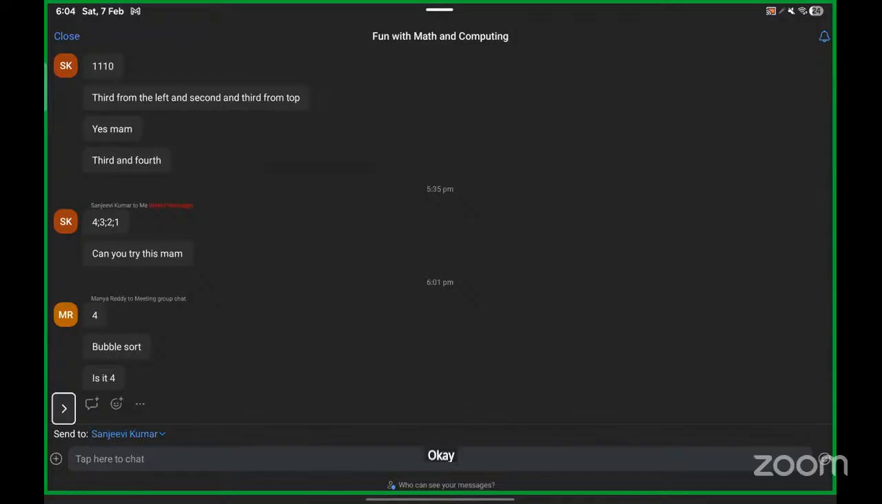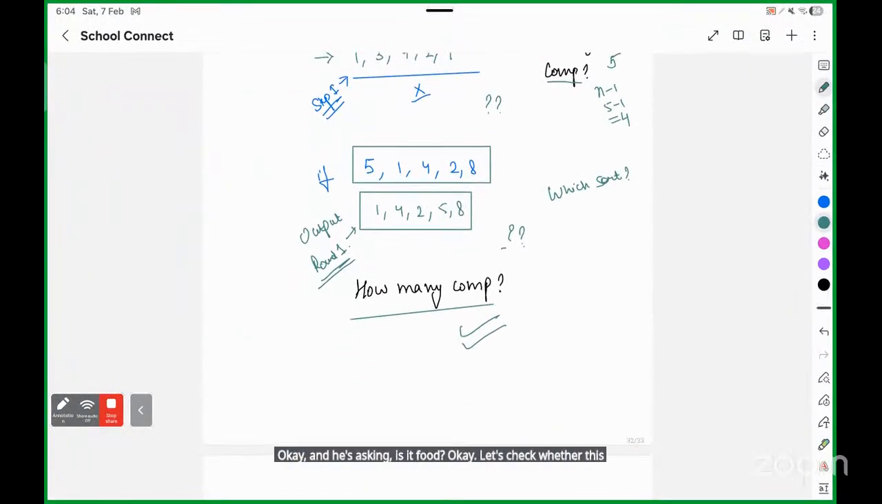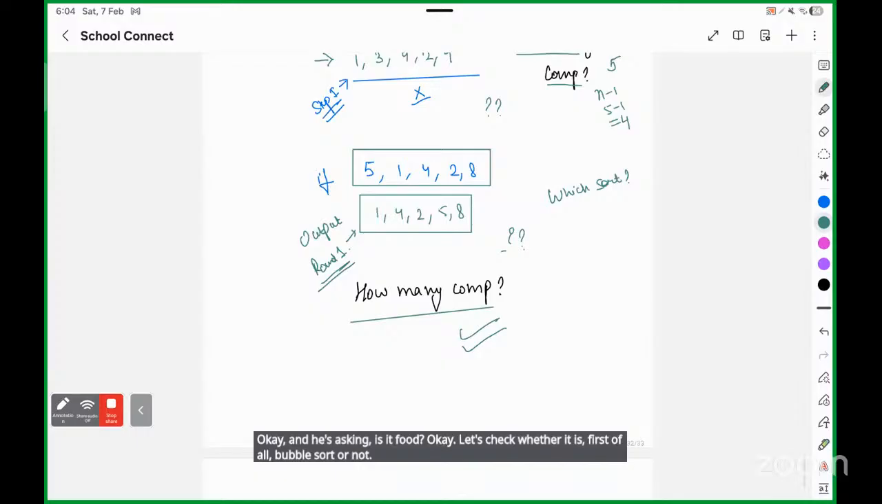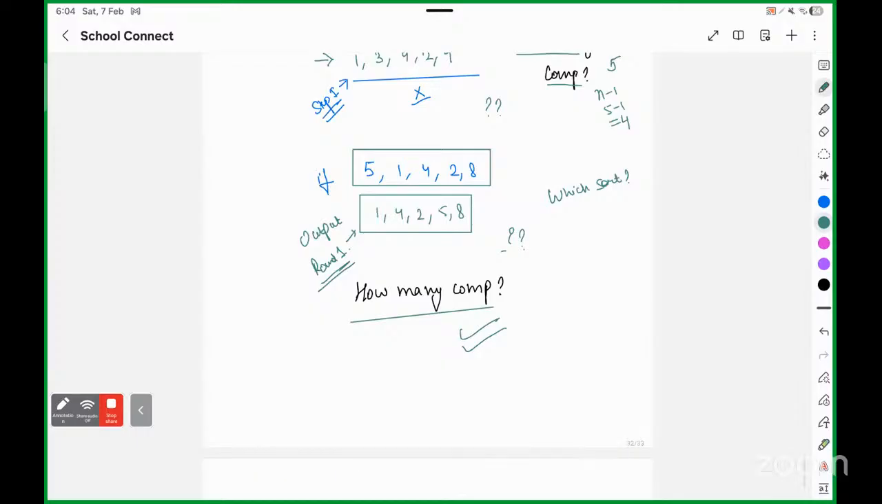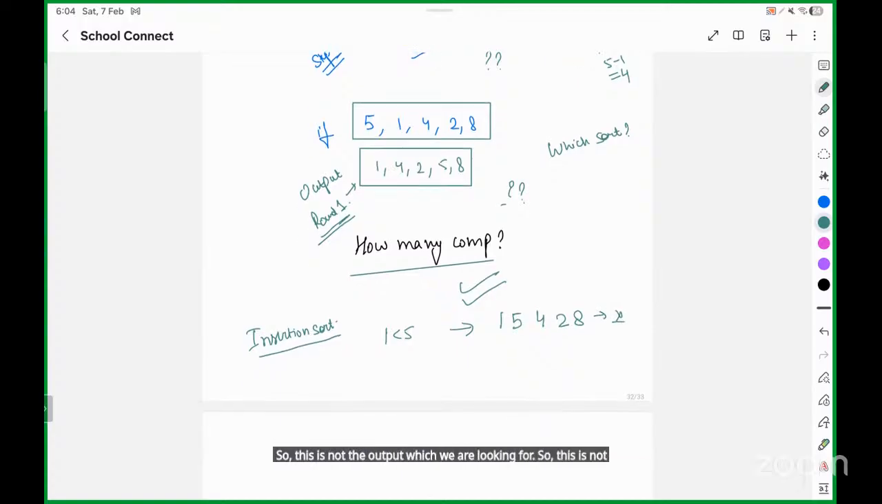Okay, Anna is asking, is it 4? Okay, let's check whether it is first of all bubble sort or not. If I give you the first card as 5, it itself is sorted. And then if I give you the card 1, you know that 1 is less than 5. So the insertion sort will output you 1, 5, 4, 2, and 8. So this is not the output which we are looking for. So this is not the insertion sort.